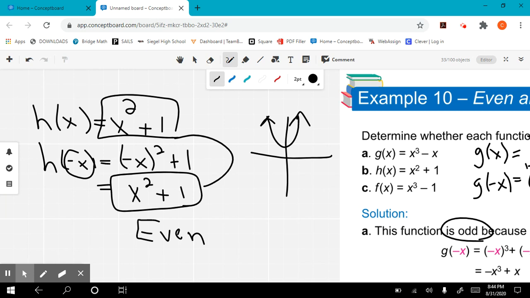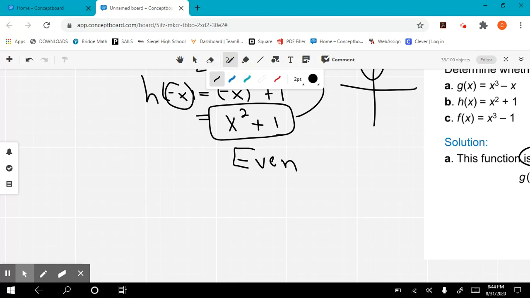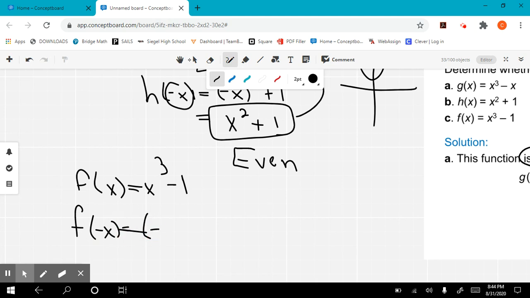And then let's look at the last one. F of x is equal to x cubed minus 1. So I'm going to substitute in negative x for x. And what I get is negative x cubed minus 1. And now when I factor that negative out of it, I've got negative of x cubed plus 1. I started with x cubed minus 1, and I ended up with a negative of x cubed plus 1. So this and this do not match. So this is not the negative of that. So this is an example that it is neither.